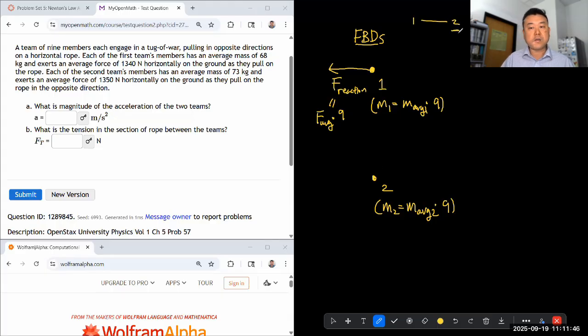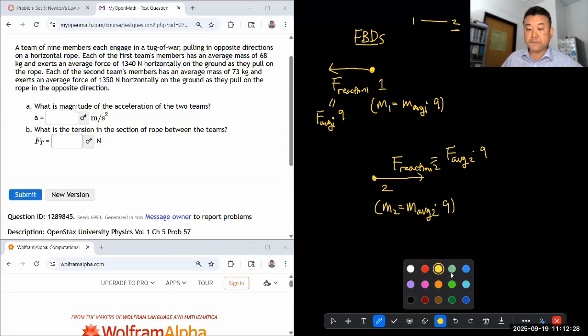If I'm on team 2, I'm pushing the ground to the left so that I can have a rightward force. Yeah. So there would be a rightward reaction force 2, and this will be an average force, right? So this will also be F average 2 times 9, as they pull on the rope in opposite direction. Yeah. So if I'm looking at forces on team 1 and team 2, there are internal forces that are not being mentioned here.